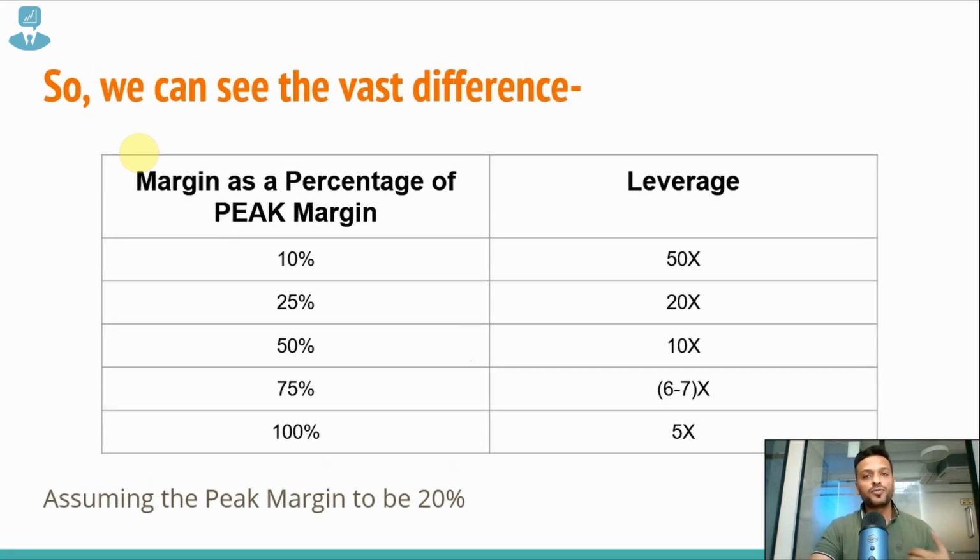Again after 3 months, when the margin required was changed to 50%, then the leverage was 10x. When the margin again further increased to 75%, then the leverage you got was 6 to 7x. Now, when the margin required has been made 100%, then the leverage which you would be getting is only 5x. That is assuming that the peak margin is 20% of the price of the share.